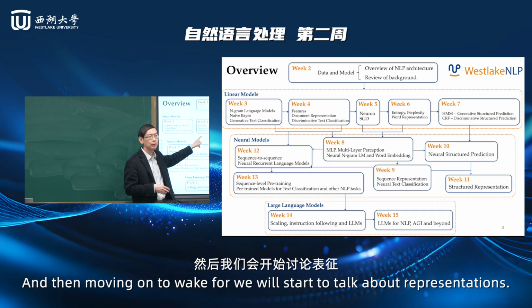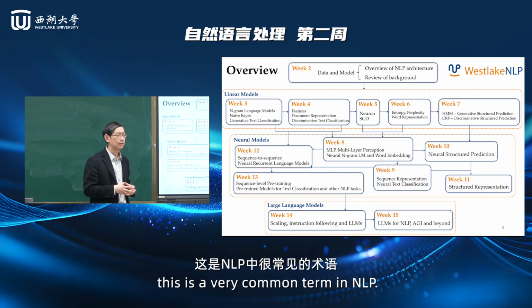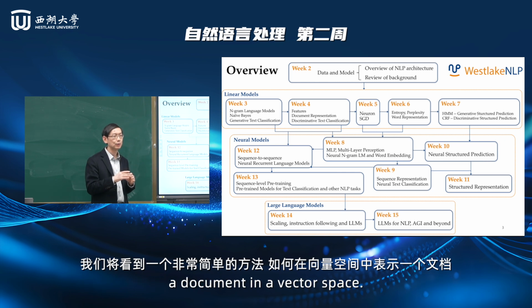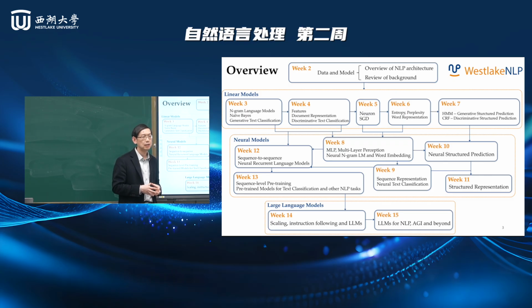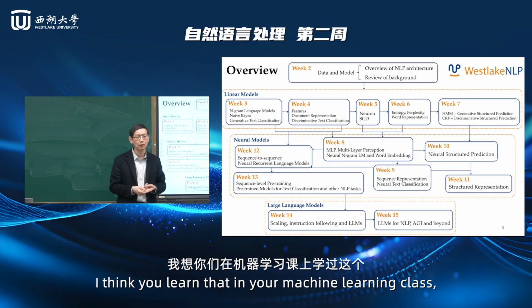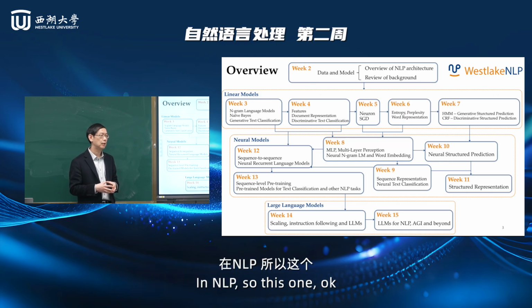And then moving on to week 4, we will start to talk about representations. This is a very common term in NLP. We will see a very simple method for how you can represent a document in a vector space. And then we will review a few models which you are familiar with, such as SVM, which I think you learned in your machine learning class, and perceptron. I'm sure you will see them from a fresh perspective in NLP.